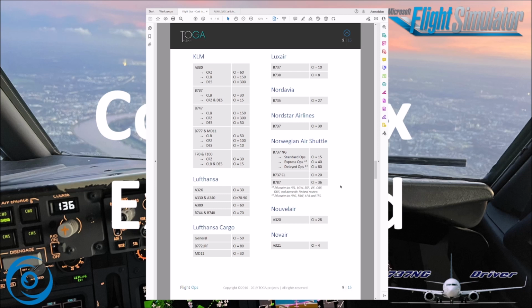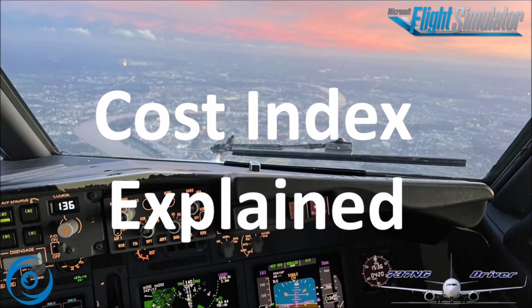Alright, so this shall conclude our overview of different cost indexes of different airlines, what a cost index is, and how it is calculated.